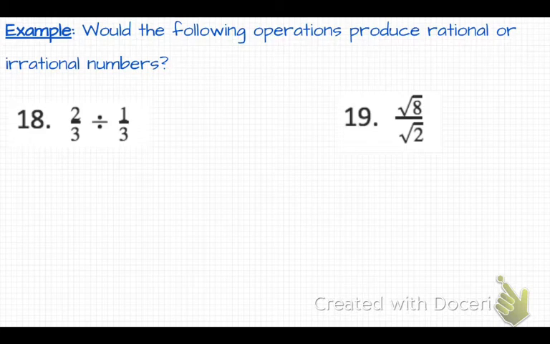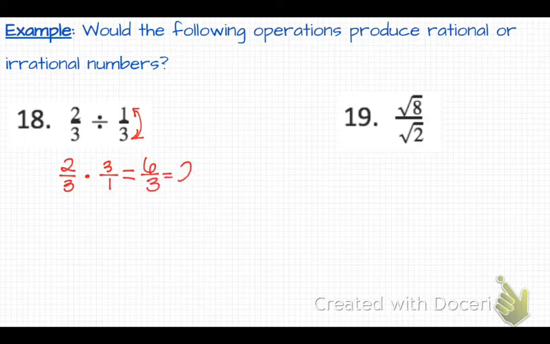What is the operation on both of these now? What operation do I have now? Division. Good. So I have 2/3 divided by 1/3. Do I like dividing by fractions? No. What do I like to do instead? Multiply by the reciprocal. And if we forget, that means flip the fraction. So what is 2/3 times 3 over 1? 6 over 3, which simplifies to 2. So what kind of number do I have? Rational. Good.